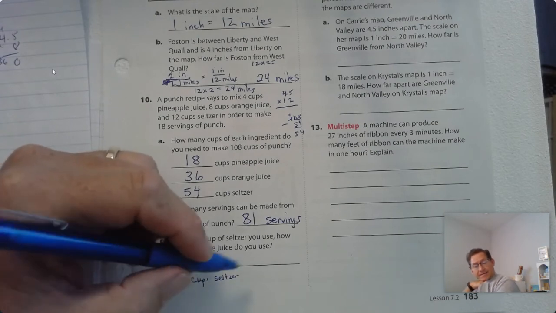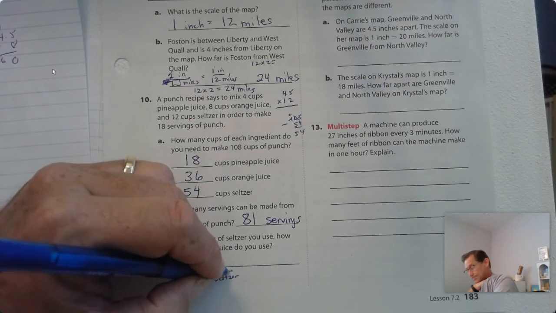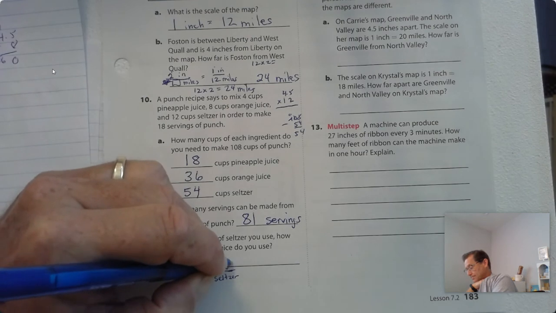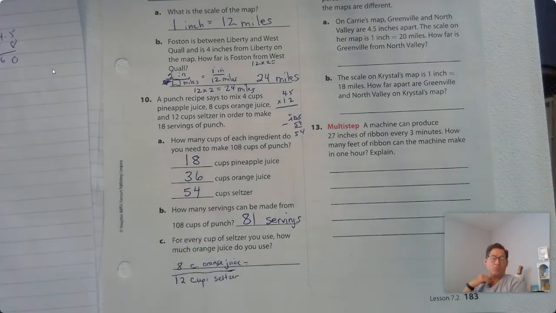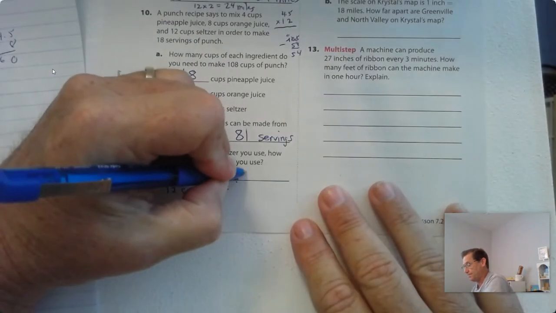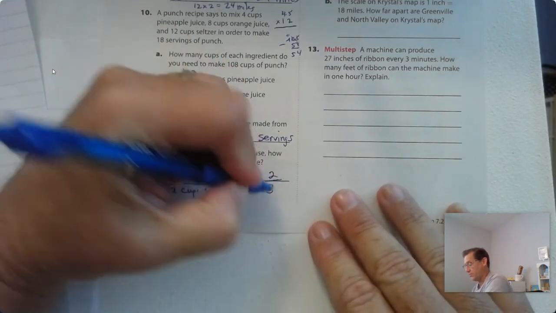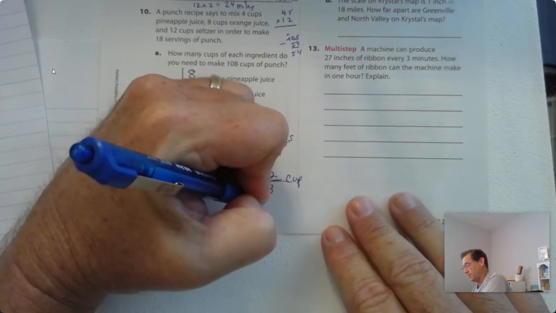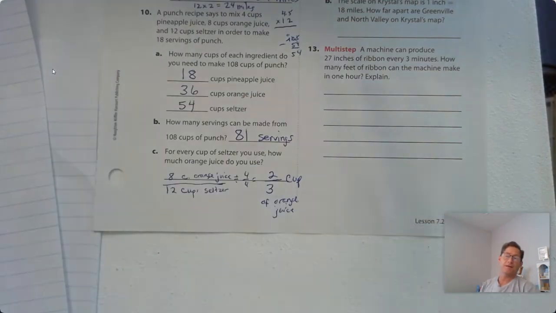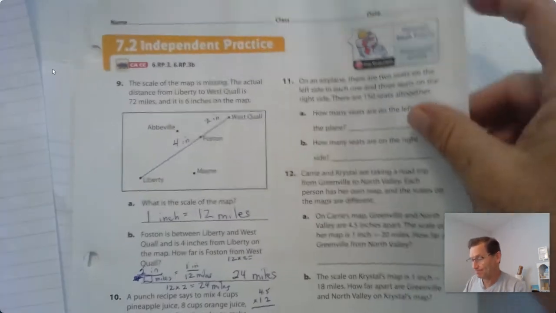And we have 8 cups of orange juice. Okay, well, I know that a common factor of 8 and 12 is 4. So 8 divided by 4 is 2, and 12 divided by 4 is 3. So 2/3 cup of orange juice for every cup of seltzer. All right, let's go to number 11.